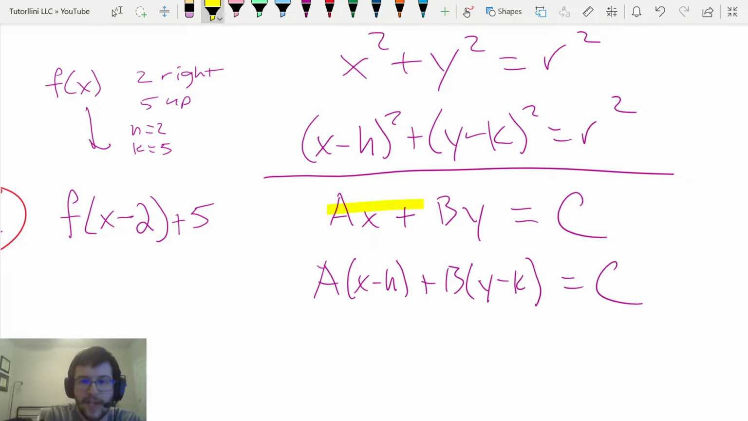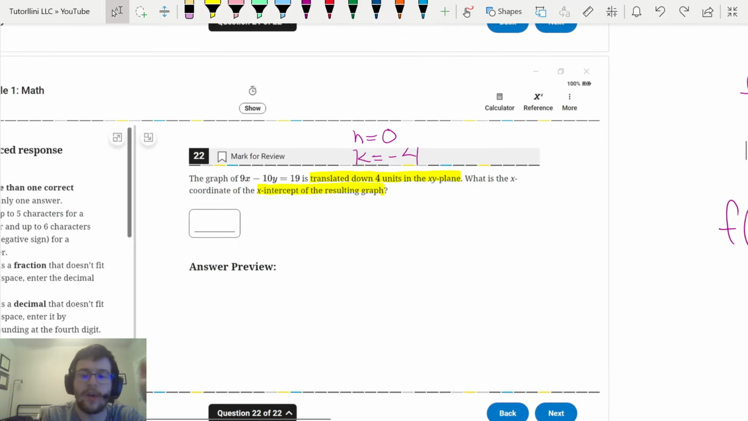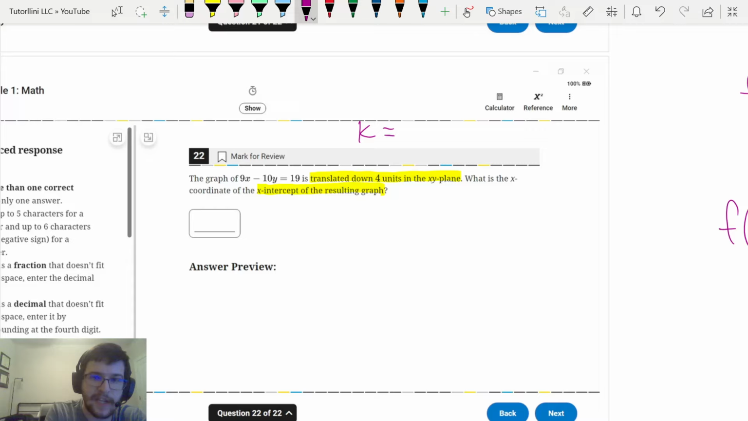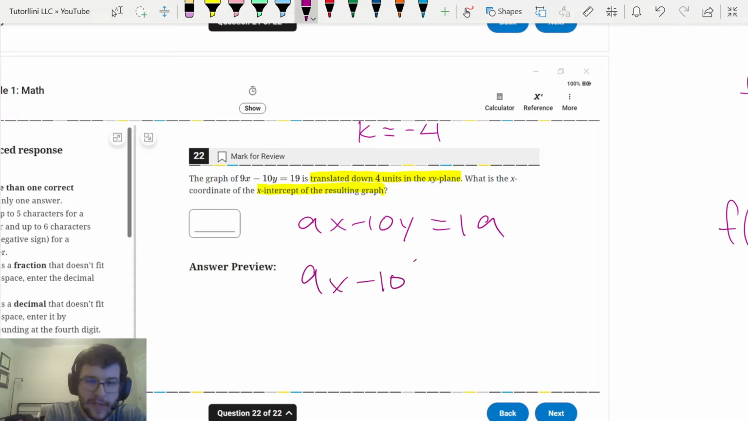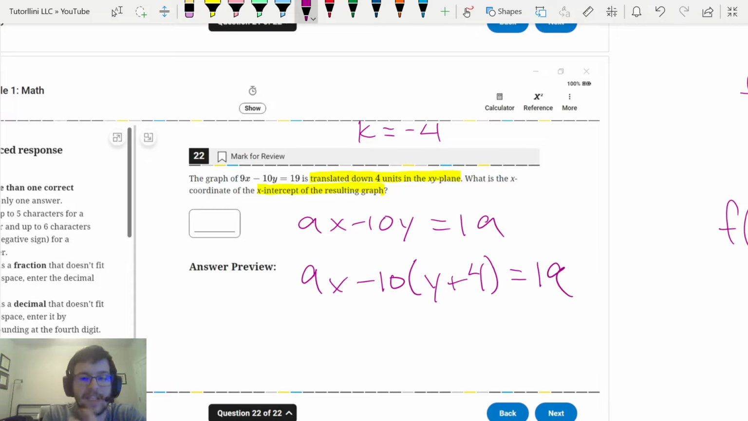See here, I just did it for the standard form of a line. I replaced the x with x minus h, and then I replaced the y with y minus k. And that's what they did, and they do a horrible job explaining it. Okay, so watch. Remember, we're moving down, so k is negative 4. We have 9x minus 10y equals 19. We don't need to worry about the x because we're not moving left and right. So 9x minus 10, but we replace y with y minus negative 4, y minus k, in other words, y plus 4. Now that's the new function.